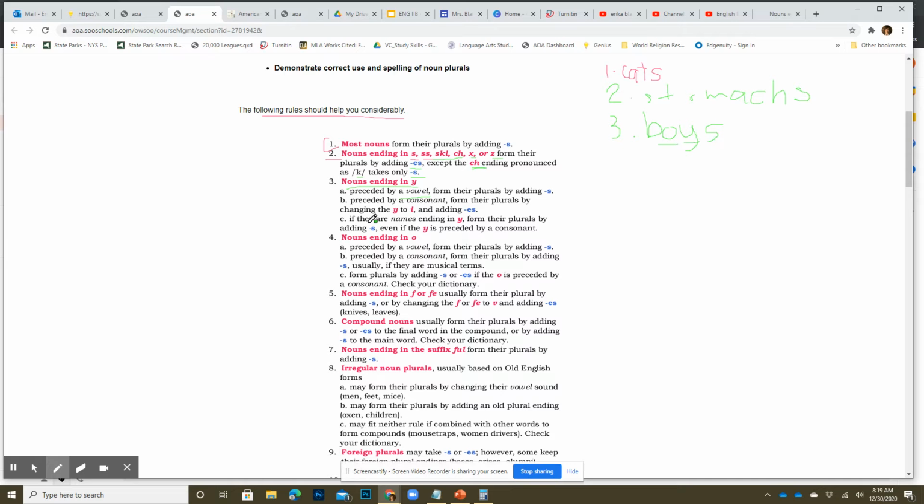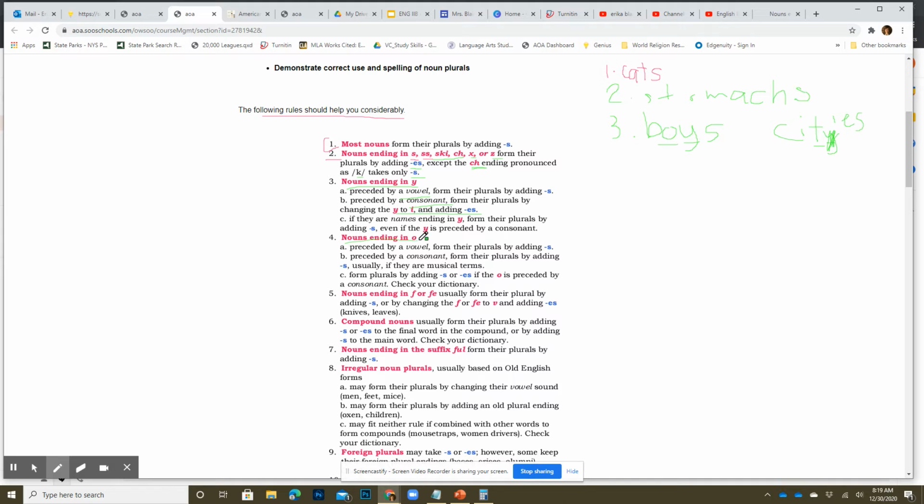It would be boys. However, if it ends with a Y which is preceded by a consonant, then we're going to change the Y to an I and add ES. So an example here would be something like city. Okay, we've got our Y, but the thing before it is a consonant, so then it would be cities, right? IES instead of a Y.